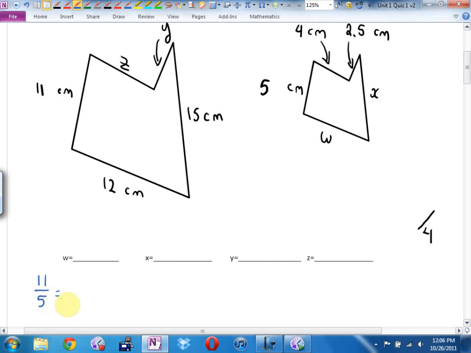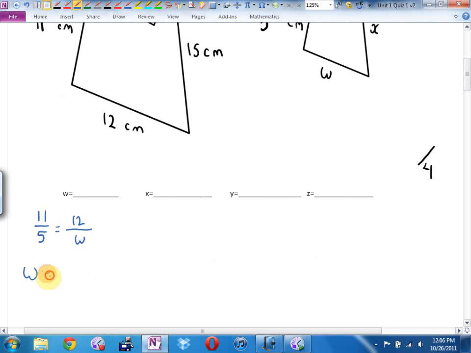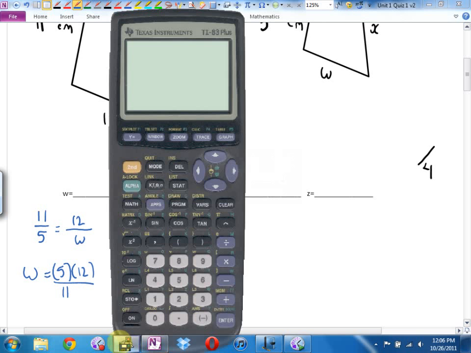W. Is W in the small shape or in the big shape? Is 5 in the small shape or in the big shape? So I better put the W on the bottom, small shape on the bottom. What does W match with in the big shape? How do I solve one of these? Cross multiply. W is going to be 5 times 12, and then you would divide by 11 to get the W by itself. It's going to be 60 divided by 11, which is not going to work out evenly.